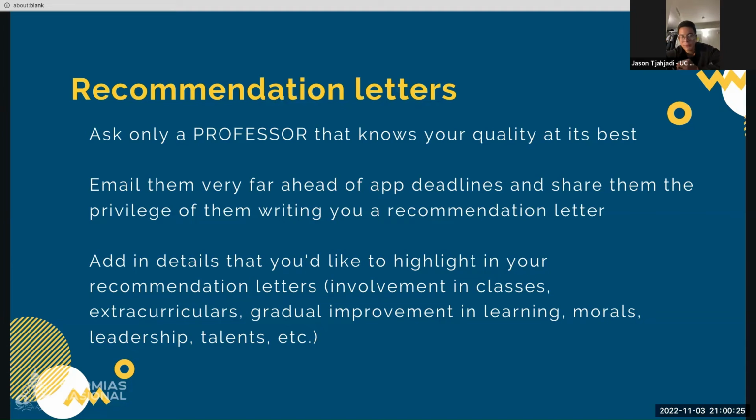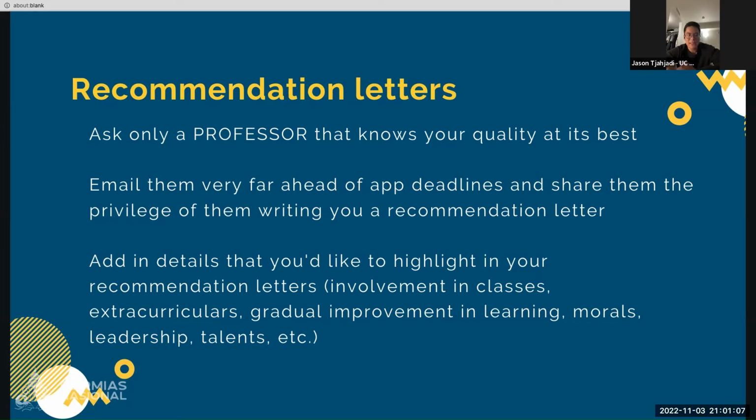This applies to a lot of universities, and aside from the UCs, I could mention USC, Claremont McKenna, University of Michigan, and lots of other private universities in both the West and the East Coasts, and all of those that require applications via the Common Application and Coalition applications outside the school application program. Recommendation letters are a focal part in the application decision, basically. So also add in the details that you'd like the professor to highlight in your recommendation letters, such as what I've mentioned: involvement in classes, extracurriculars, gradual improvements in learning, morals, leadership, talents, etc.